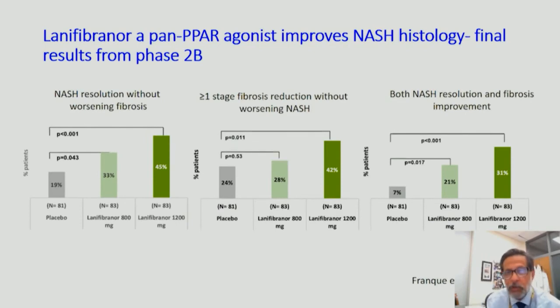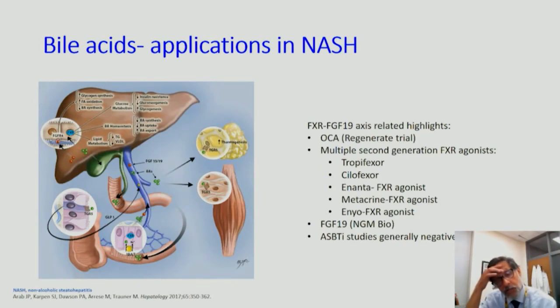Another class of molecules that is being actively studied are the FXR agonists, which are bile acid agonists that bind to FXR, which is the cognate receptor for bile acids. And bile acids, when they go in and bind to FXR in the intestine, release FGF19 from the intestine, which feeds back on the liver and also has similar effects as FXR. So one of their effects is to shut down bile acid synthesis. The other effect is that it reduces lipogenesis and has anti-inflammatory, anti-fibrotic effect.